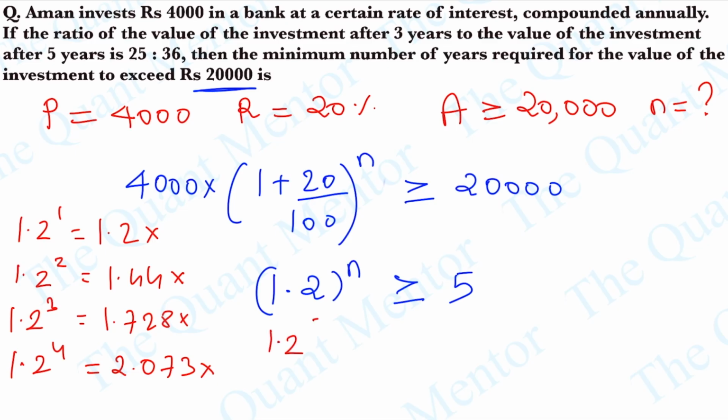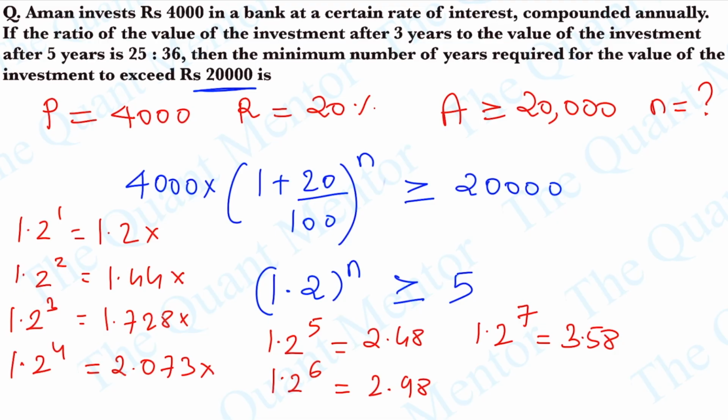If I try 1.2 raised to 5, this will be 2.073 multiplied by 1.2, which is 2.488, again not 5. 1.2 raised to 6 will be 2.48 into 1.2, that's 2.98, again not equal to 5, again not greater than 5. You can do 1.2 raised to 7. 1.2 raised to 7 is 2.98 into 1.2, that's 3.58, not greater than 5 though. Into 1.2 will give you 1.2 raised to 8. This is 4.299 or 4.3, which is again not greater than 5.